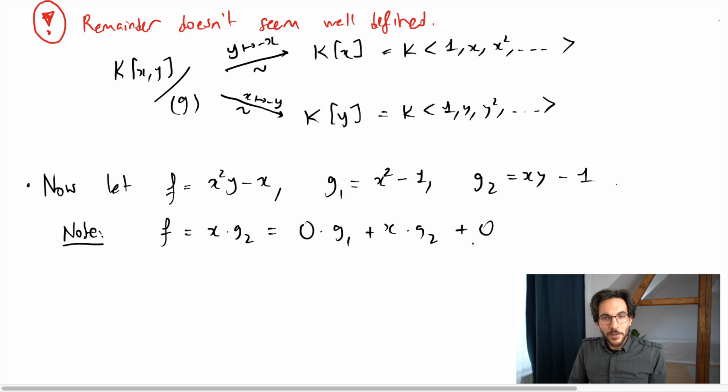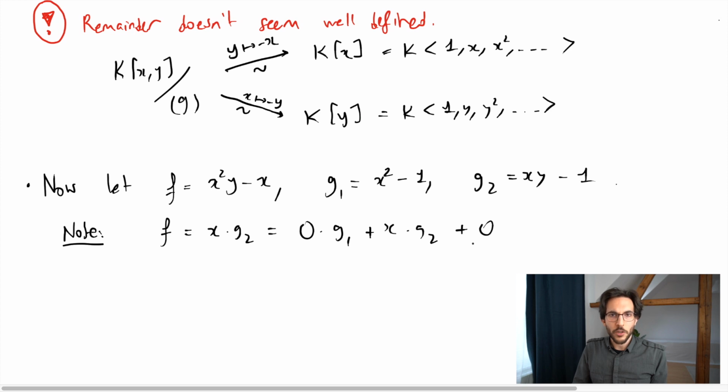And clearly, this is essentially the best solution. The remainder is 0. You cannot do any better. f belongs to the ideal generated by g1 and g2. And this should be the answer of whatever division algorithm that we devise. But there is the following problem, that we're going to treat this division algorithmically.